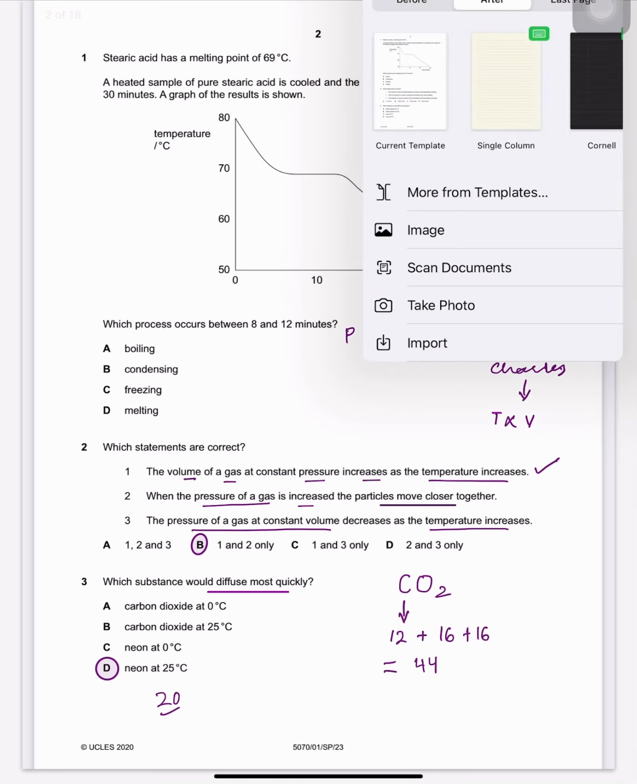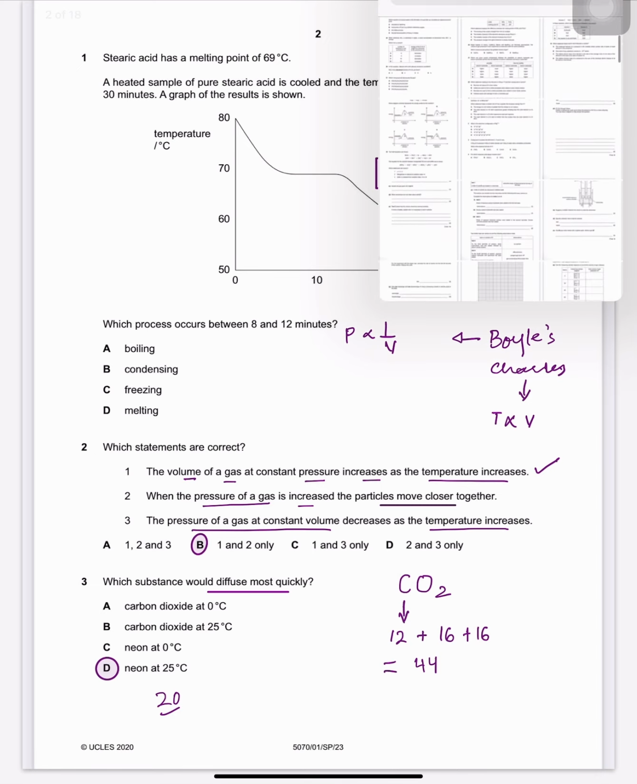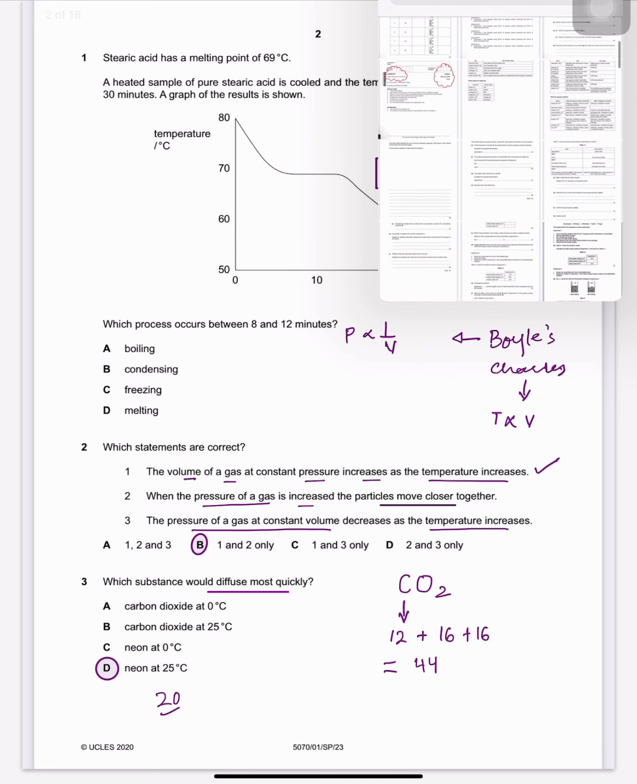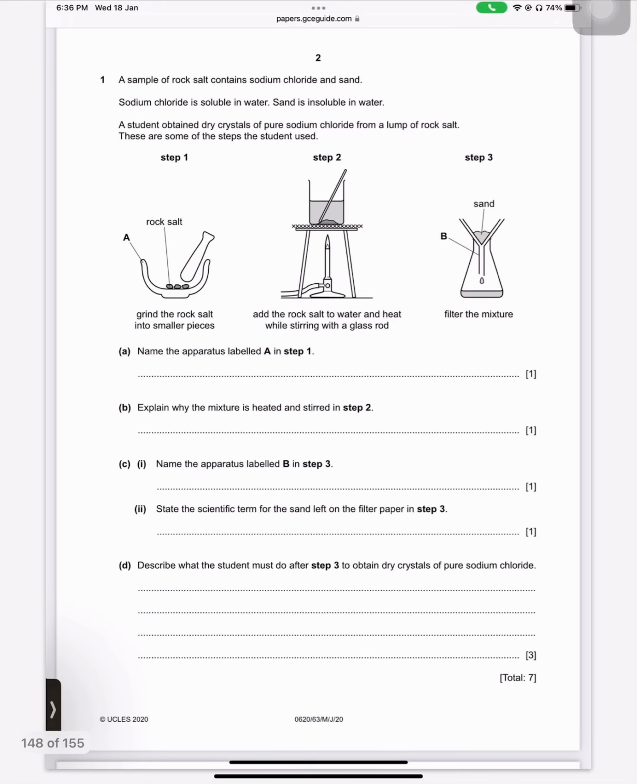Let me find some more questions for you so that you may be able to practice some past paper questions perfectly. Okay, I am going to share one more question. Let's have a look at this question. A sample of rock salt contains sodium chloride and sand. Sodium chloride is soluble in water, sand is insoluble in water. This is basically not related to kinetic particle theory, and it is not related to gas collection either. This is part of the chapter on purification and separation techniques.